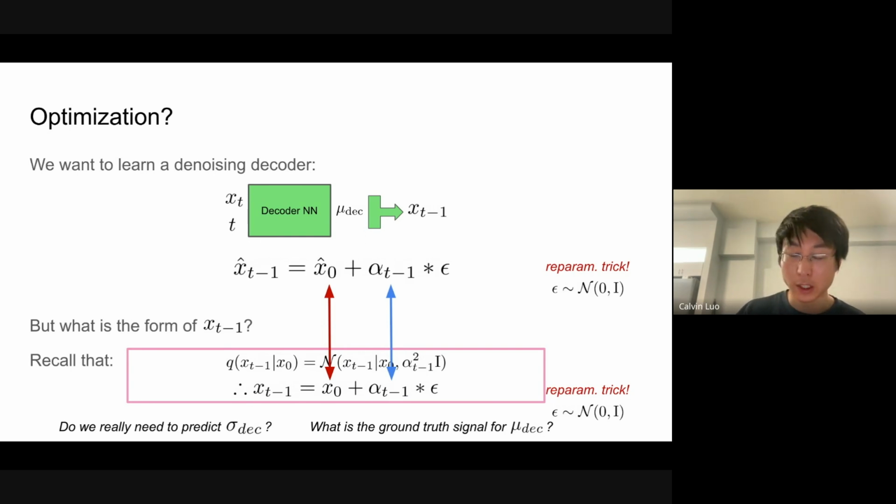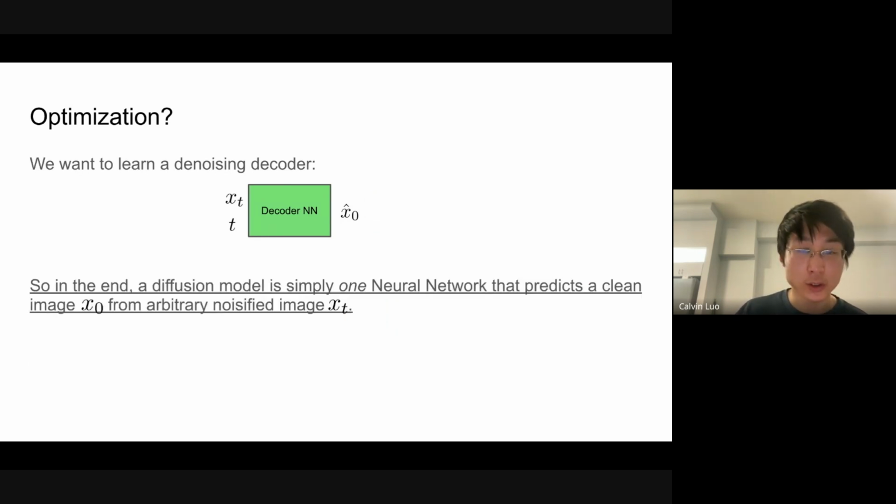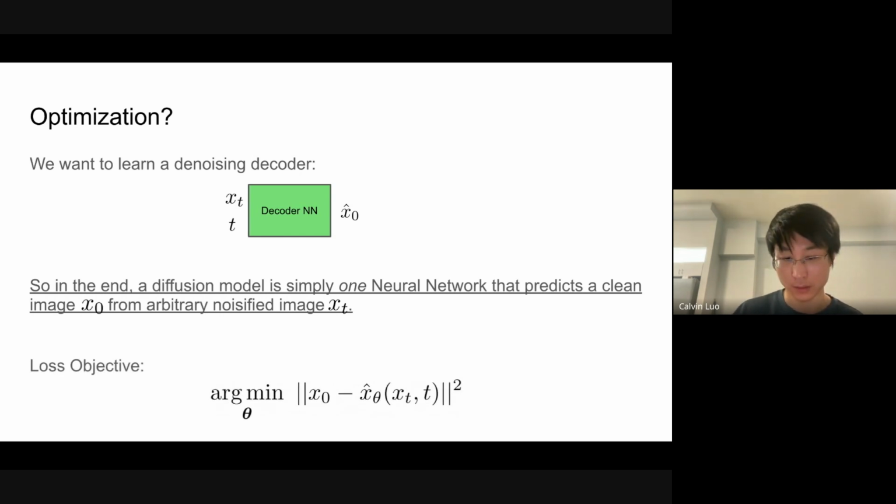So we don't need to predict sigma decoder. We can rewrite our prediction equation as follows. We're just making one prediction, mu decoder, which is really just a prediction on the clean image x0. So in the end, a diffusion model is really just one neural network that predicts a clean image x0 from an arbitrary noisified version of it, xt. And the loss objective looks like this. Very simple, right? We take xt for arbitrary t's. Our model tries to make a prediction of the clean image x0 to repredict it, and we just try to minimize the prediction loss.